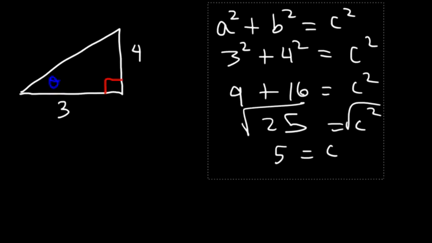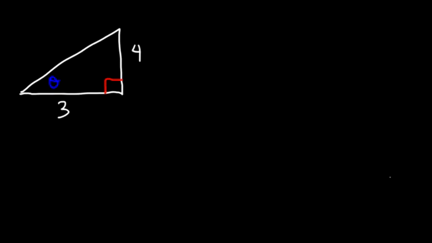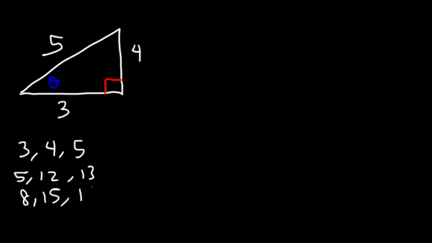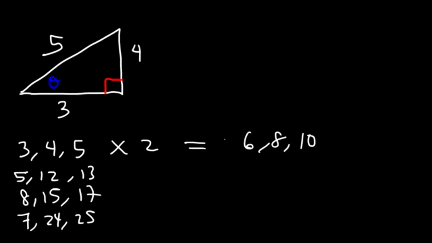Now it turns out that there are some special numbers. There's the 3, 4, 5 right triangle, the 5, 12, 13 right triangle, the 8, 15, 17 right triangle, and the 7, 24, 25 right triangle. And any whole number multiples of these numbers will also work. For example, if we multiply this by 2, we'll get 6, 8, 10. That can also work.